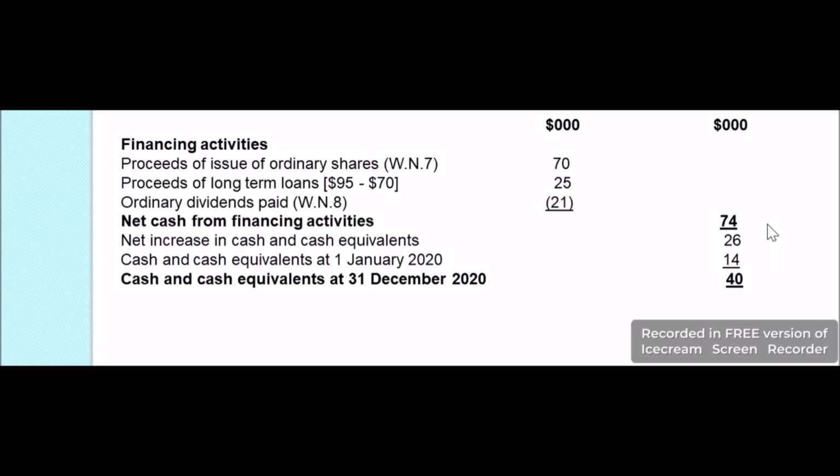Then what we are going to do is we are going to add the net cash used in operating activities, which was minus 15,000, then net cash used in investing activities, which was minus 33,000, and the net cash from financing activities, and once we add and subtract, we get the net increase in cash and cash equivalents as $26,000. Then to this we will add the cash and cash equivalents, which was at 1st January 2020, that is $14,000. Then we will get the cash and cash equivalent at 31st December 2020, which was $40,000. With this we have completed the cash flow statement.